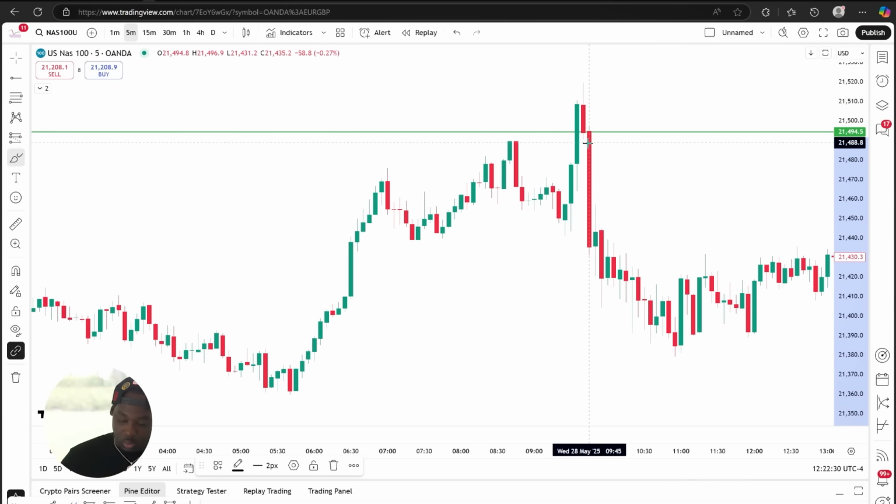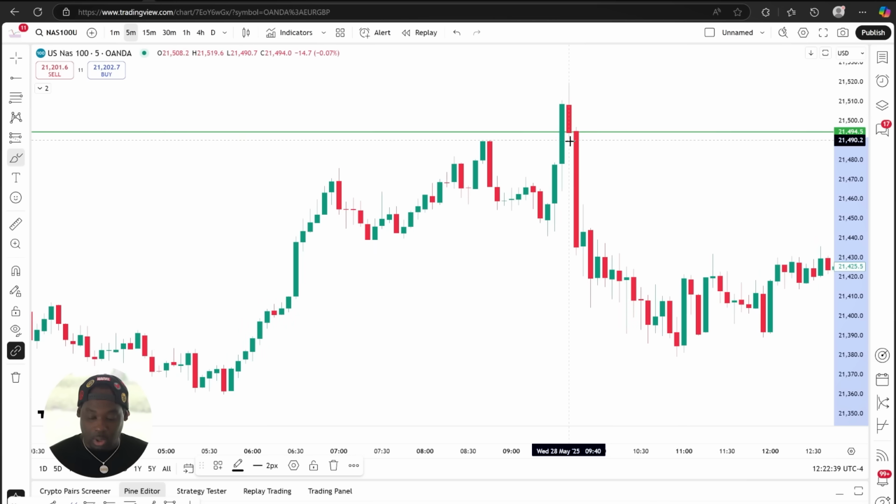And I went short. So usually when I go short, I wait for the setup bar to close, okay? And then as soon as it goes below that setup bar, which is below this low right here, I get in. So let me show you guys a quick recording.